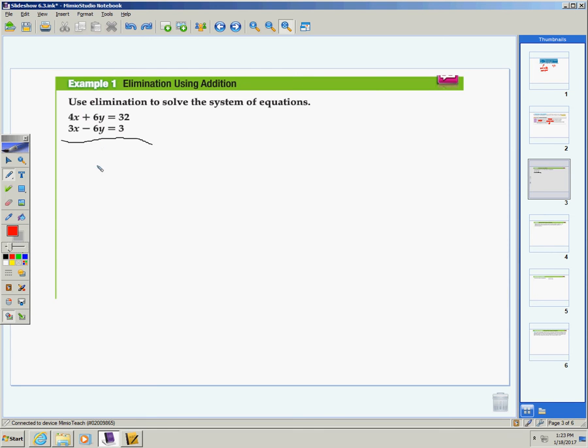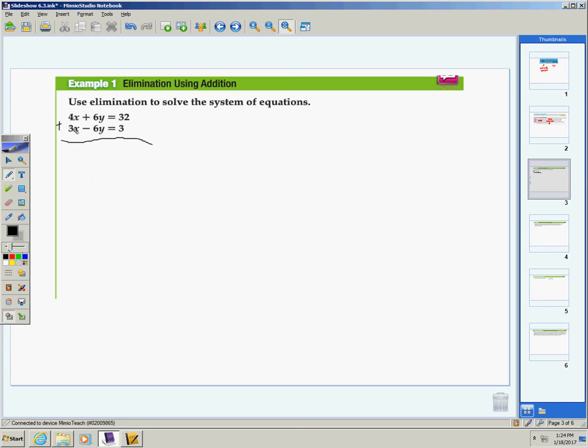And the reason I want to have opposite coefficients is because when I add these equations together, they will cancel out. So I've got my opposite coefficients for one of my variables. So there's step one. Step two is just to add the two equations together. So I'm going to add these two equations together, which just basically means combine my like terms.